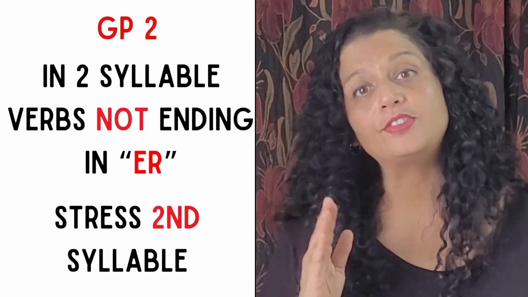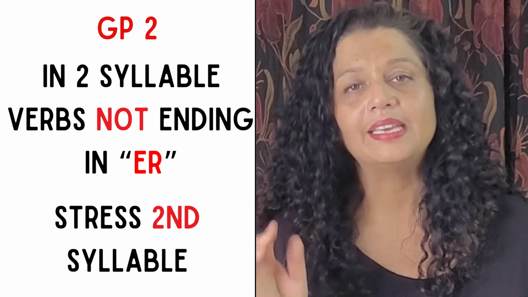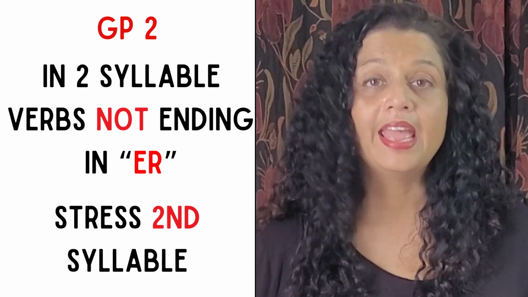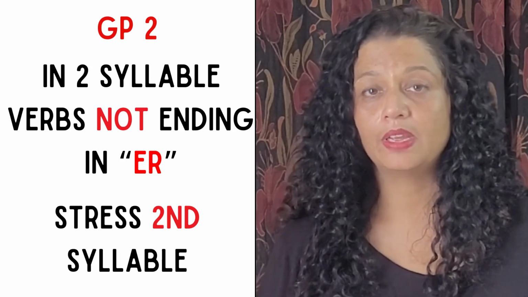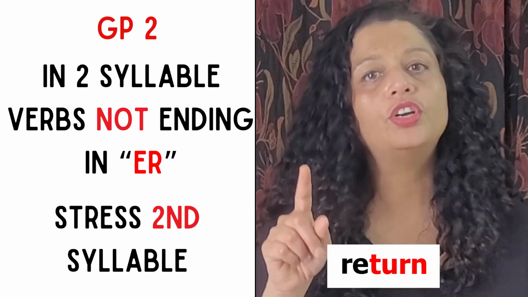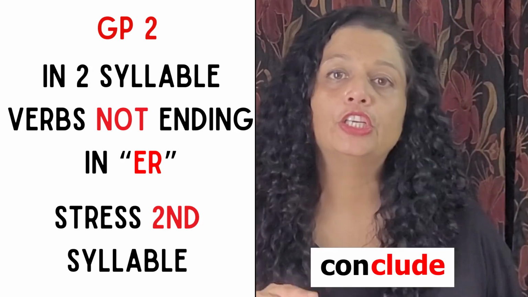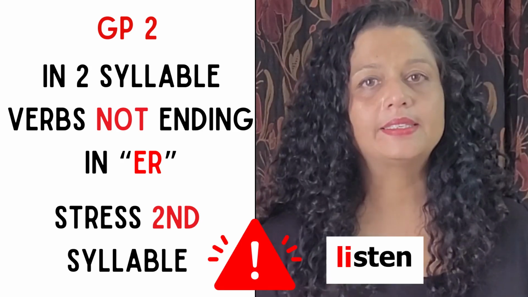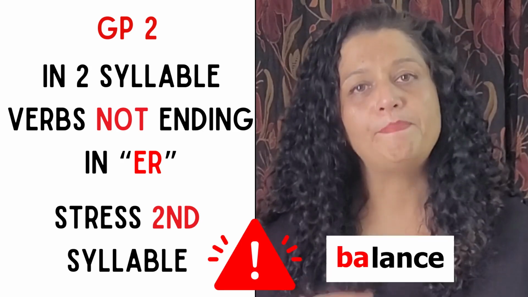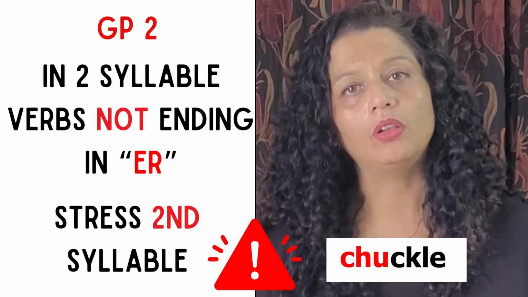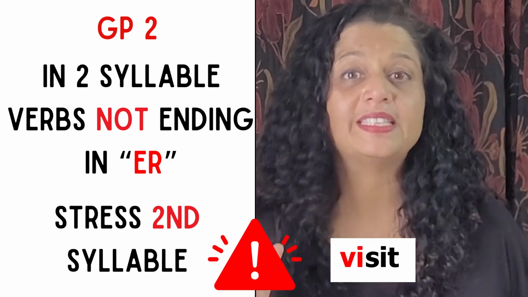Guiding principle number 2. For two-syllabic words that are verbs, put the stress on the second syllable, except if the word ends in ER. Okay? Here are some examples. Attend, refine, define, return, respect, conclude. Here are some exceptions. Listen, notice, balance, challenge, settle, chuckle, happen, visit.